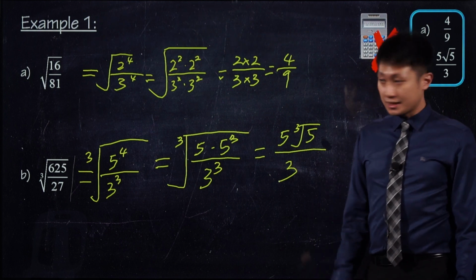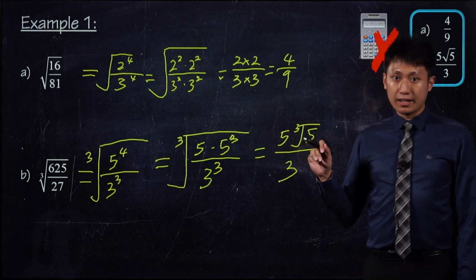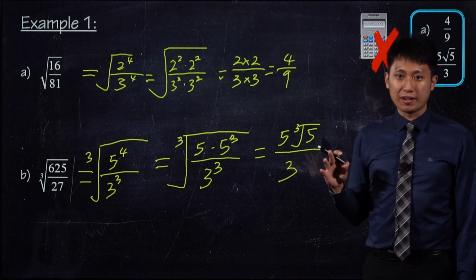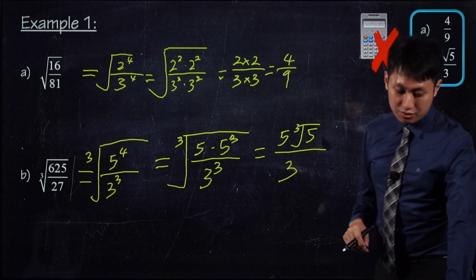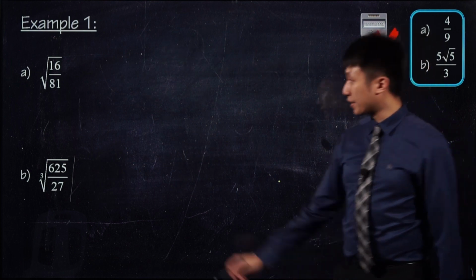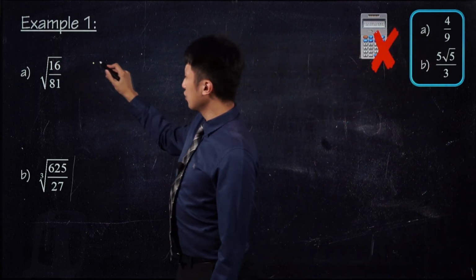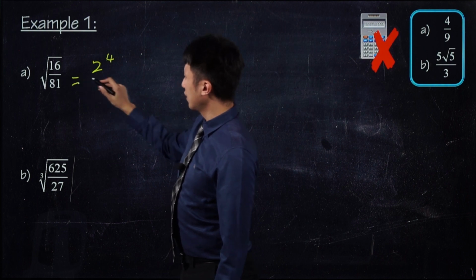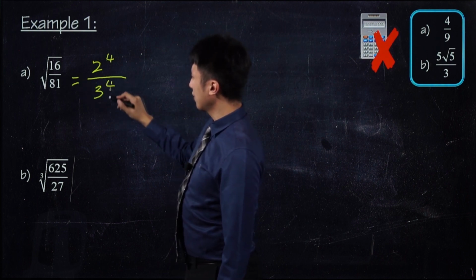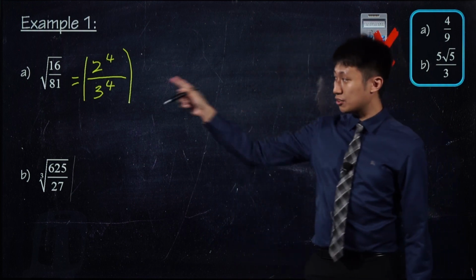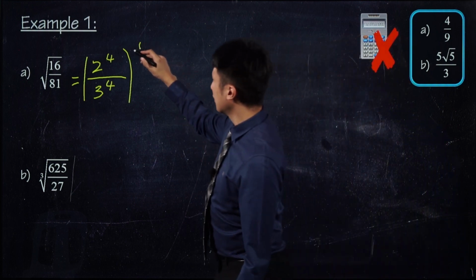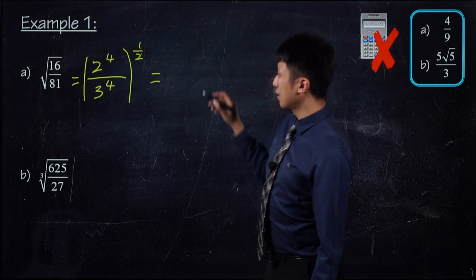Okay, so now let's say you're done with this, and if you are still not sure what I am talking about, I give you an easier way to do it. Okay, I'll just redo this one again. So this one is what? 2 to the power 4. This one is 3 to the power 4. Then the whole thing is power of what? That's square root, means 1 over 2.